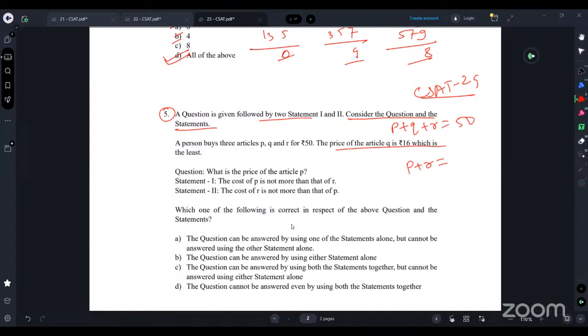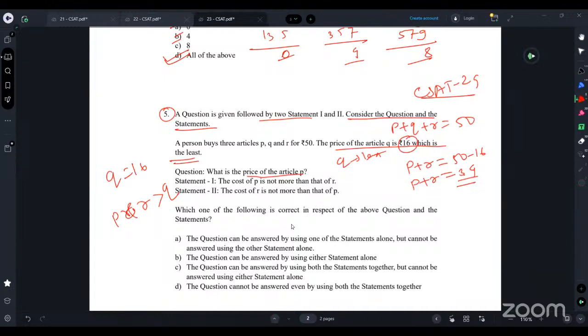So what will be the price of P plus R? It will be 50 minus 16. That will be 34. So P plus R is 34 now. The price of article Q is 16, which is the least. It is the smallest, right? Meaning Q is the least one. So what are the possibilities for P and R that we have to find out? What we know is Q is equal to 16. And P and R, both of them should be more than Q, because the price of Q is the least, as given to us. Right.